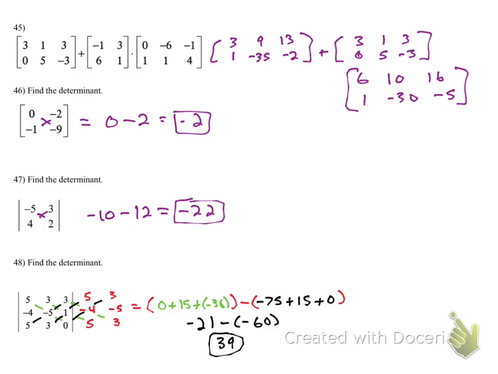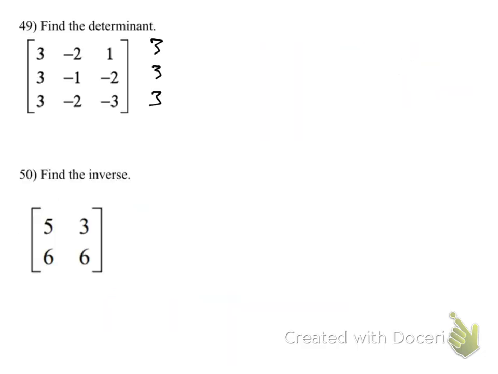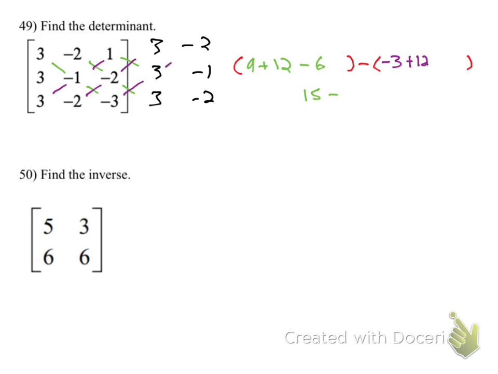All right, 45, you had to multiply first the rows and the columns to get 3, 9, 13, 1, -35, -2, and then add it to that matrix, right? Order of operations. 49 again, right? Difference of diagonals there.